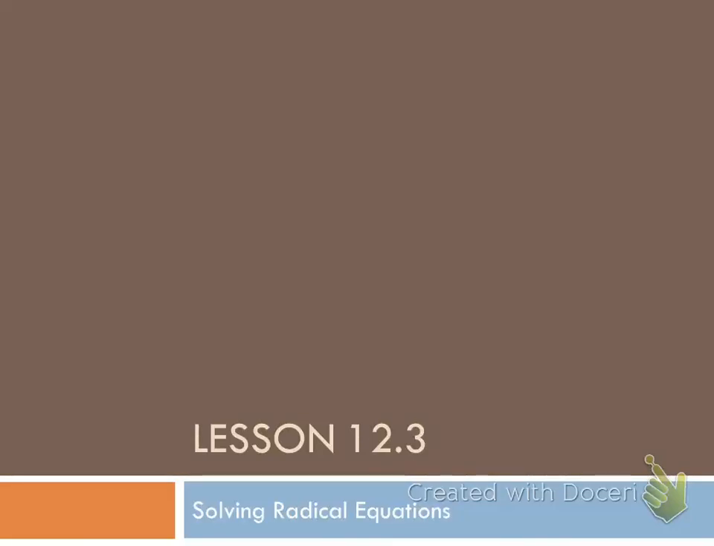12.3, what we're going to do is solve radical equations. So far in Chapter 12, everything that we have done has been with radical signs. The radical sign, just remember, is the square root sign, okay? So we first learned how to graph them and how we know there can never be a negative number underneath the radical sign. Then yesterday we learned how to add and subtract radicals.